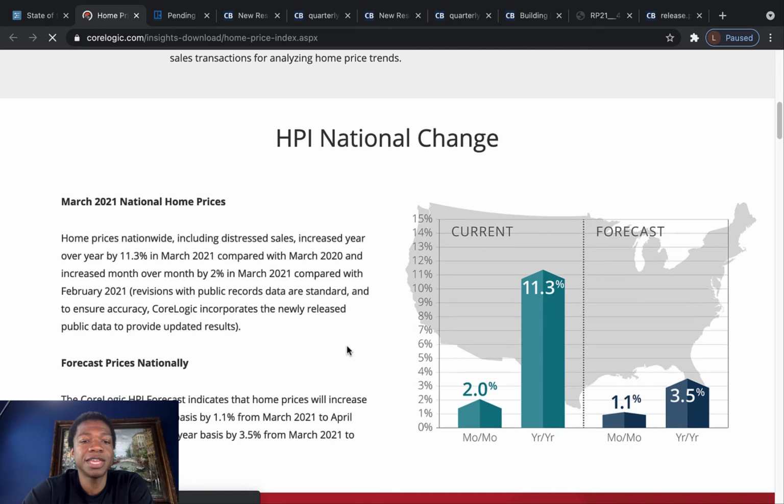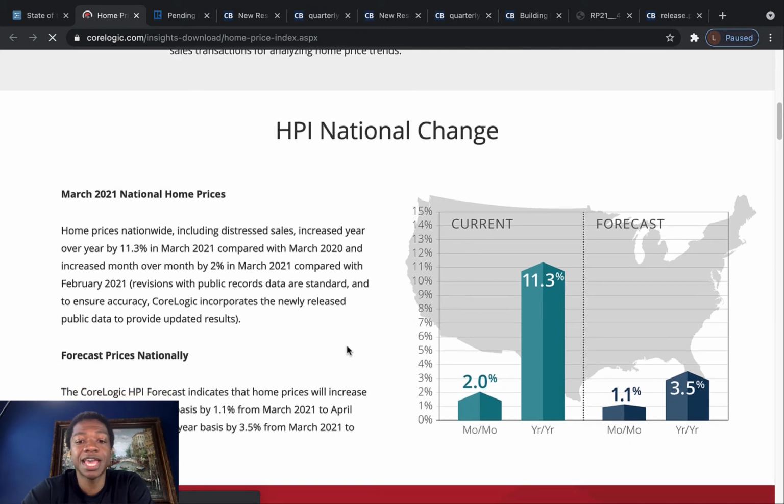And we'll take a look here and see that the home prices nationwide are up 11.3% year over year. So the home prices in March of 2021 are up 11.3% from where they were in March of 2020. And we can see that they're up 2% from February of 2021.